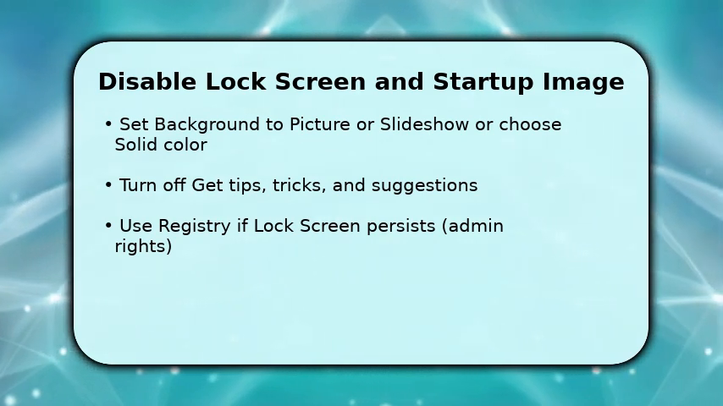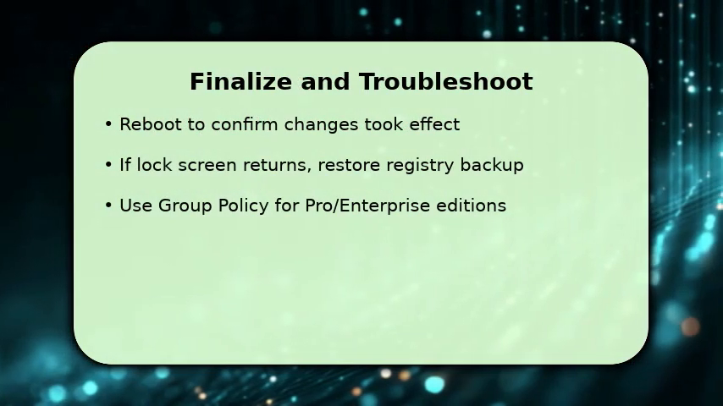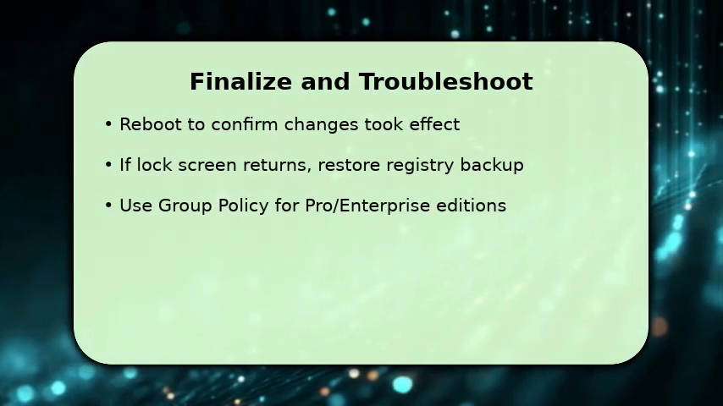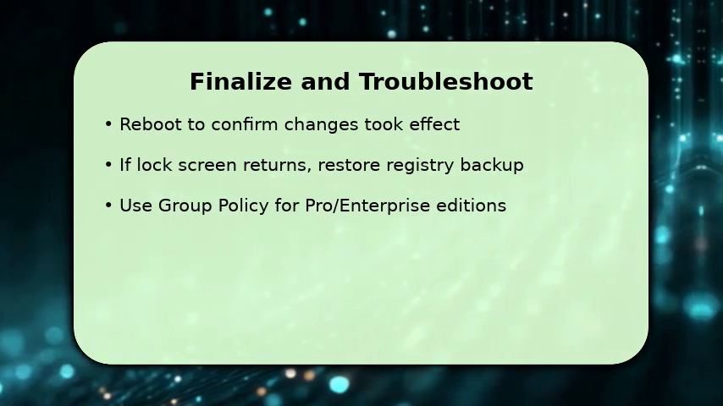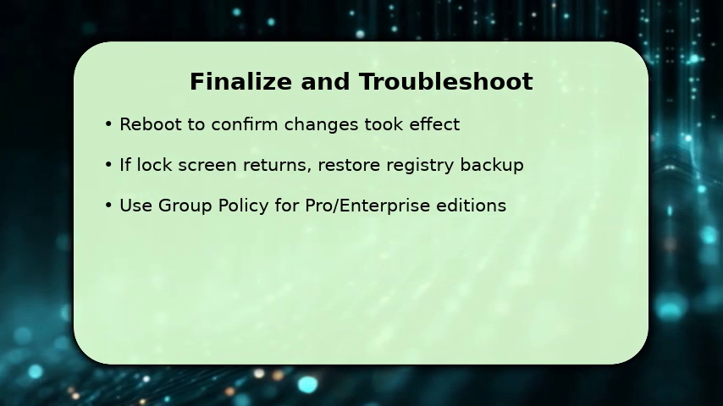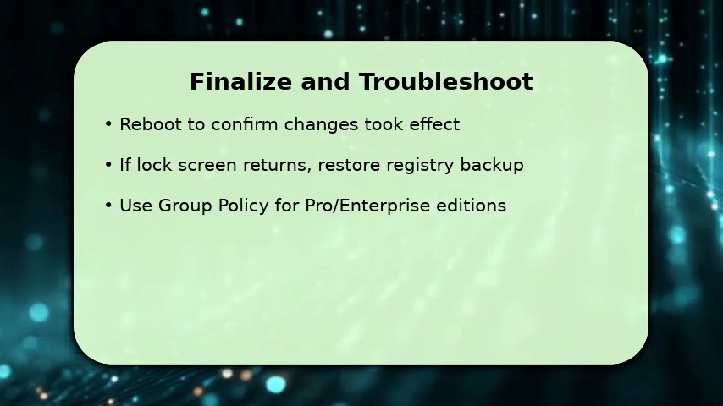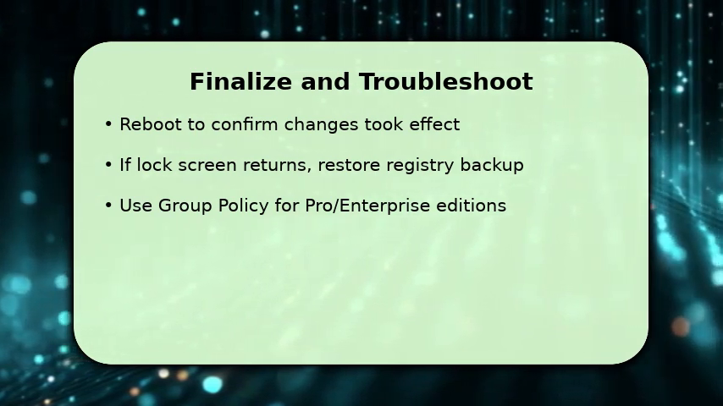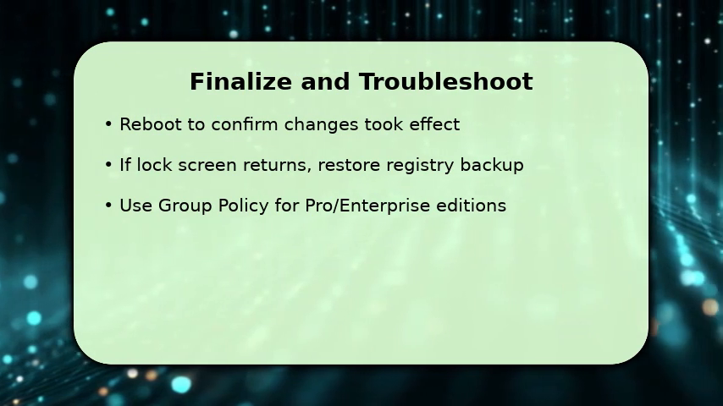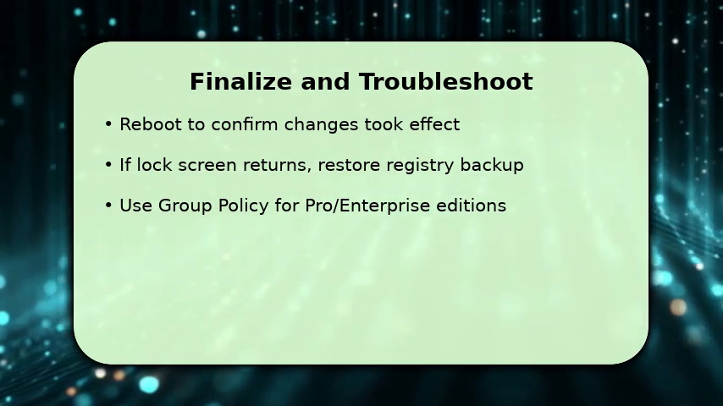If the lock screen returns, don't panic. Restore the registry backup you exported, then reapply the no lock screen change or use Group Policy Editor if you're on Pro or Enterprise. Make sure updates didn't revert settings. Check after major Windows updates. If problems persist, create a system restore point and revert to it. Then repeat the safe registry or policy edits.